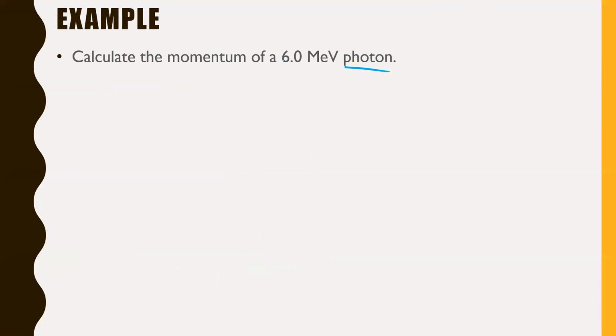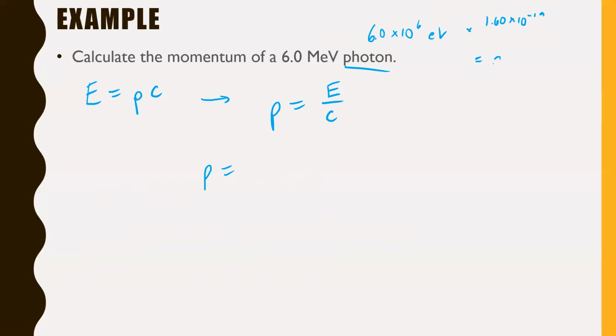So the momentum of the photon can actually come from the formula E equals PC, right? We're looking for momentum, that's P, we know energy, and we know C because it's the speed of light. So if we rearrange this, we could say P is equal to E over C. So P is equal to, let's change this into joules. We did that on the last slide again, just in case you're wondering. It's 6.0 times 10 to the 6 electron volts, times 1.60 times 10 to the negative 19, and just the same as before, it's 9.6 times 10 to the negative 13 joules.